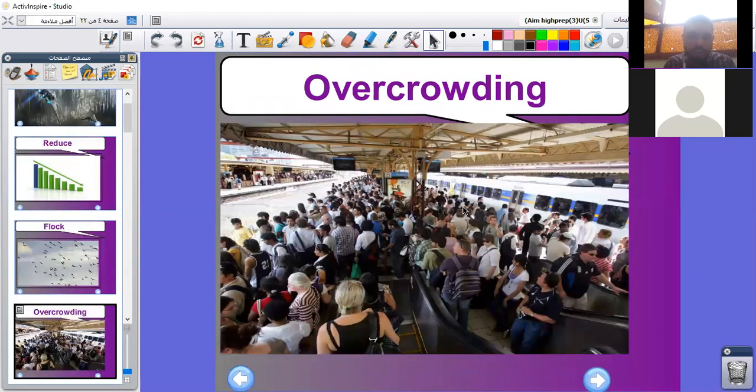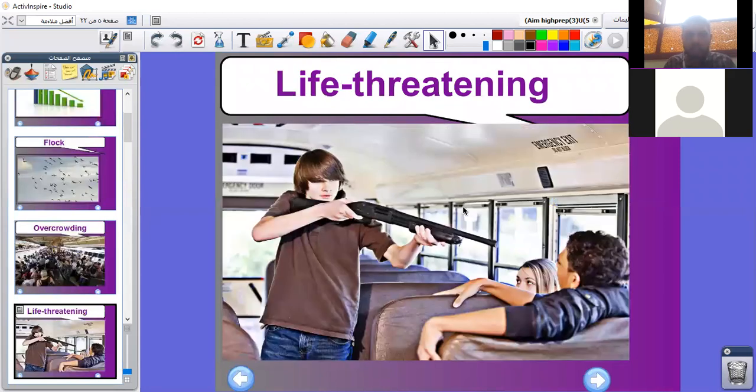Overcrowding. Overcrowding is the problem of having many people in a place. To have many people in one place, we call it overcrowded. Life threatening means dangerous and able to kill someone. Something dangerous like a disease, we call it life threatening.